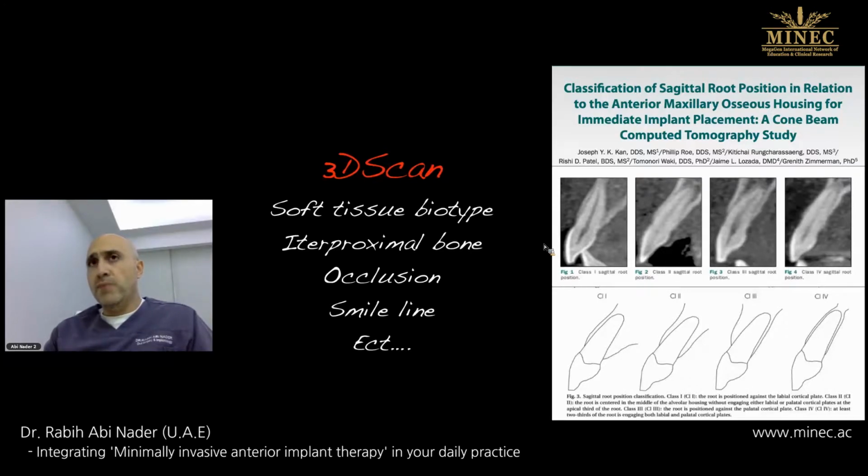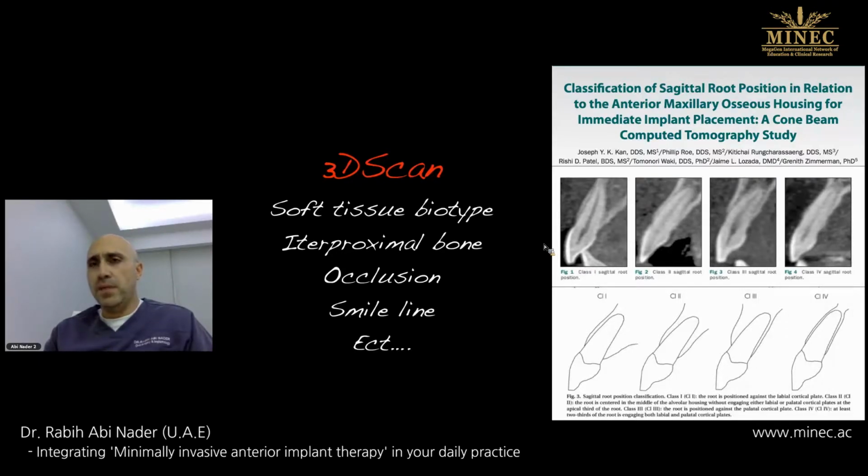I will refer to this study by Dr. Joseph Kan, where he classifies the sagittal root position. We have four positions. Class 1 is when the root is buccal, class 2 when it's in the middle of the ridge, class 3 when it's palatal, and class 4 when the two cortical plates are really fused to the root. So in many cases, if you take only a periapical X-ray, class 4 and class 1 can look the same on the periapical X-ray.